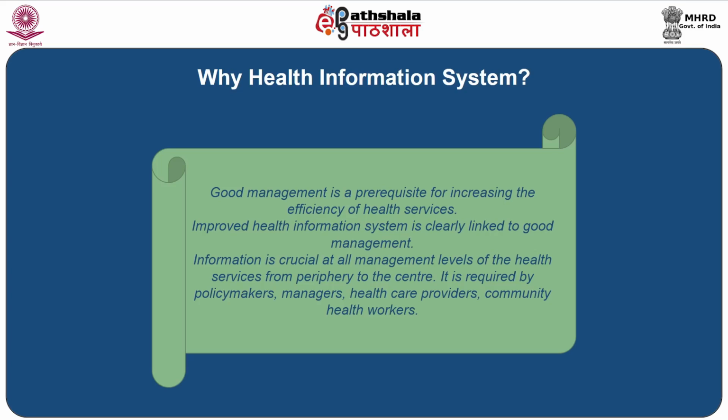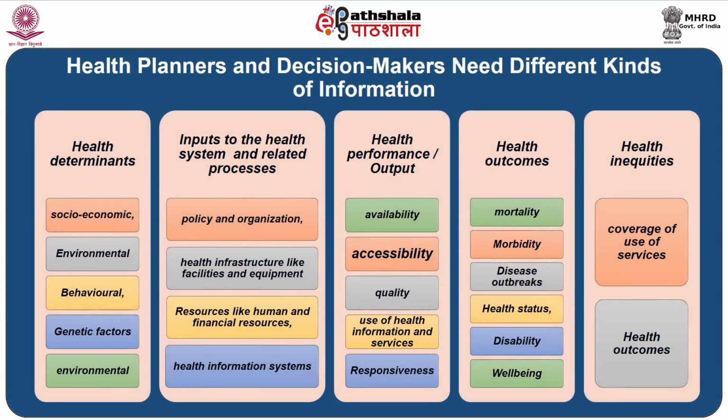Information is crucial at all management levels of the health services from periphery to the center. It is required by policymakers, managers, healthcare providers, and community health workers. Health planners and decision makers need different kinds of information. Now let us look at the different kinds of information they require. Information about health determinants, which means socio-economic, environmental, behavioral, and genetic factors, as well as the contextual environmental factors within which the health system exists.